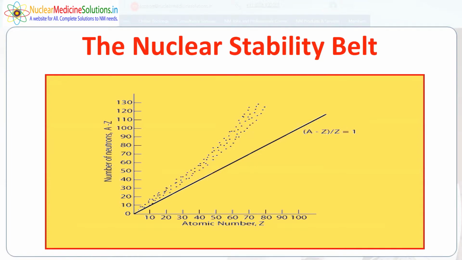And so what happens? Either a neutron converts to a proton or a proton converts to a neutron. So there is a kind of reaction, and the unstable nucleus comes to a stable one. This is a belt, a graph we all see whenever we talk about radioactivity in books. It is a nuclear stability belt.